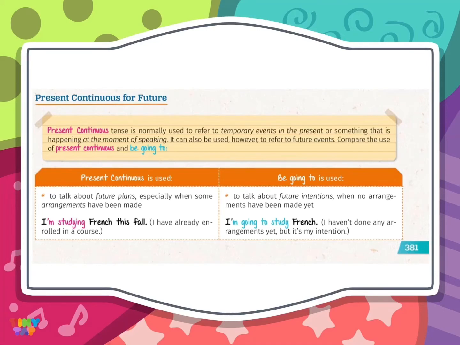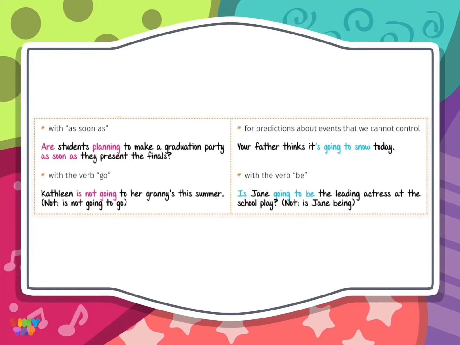I'm studying French this fall. I have already enrolled in the course. So we can use either I am, using the helping verb am, and then the verb, and then the suffix ing. Or going to, using the helping verb am, going to study French. We can also use the phrase as soon as. As you can see, we are using a verb are, planning, as soon as. Are students planning to make a graduation party as soon as they present the finals?